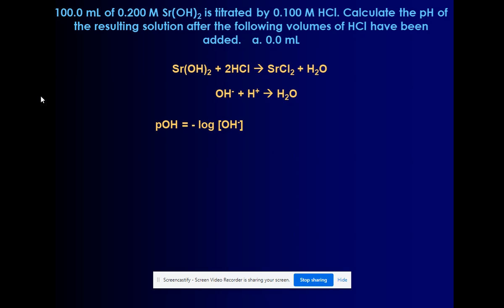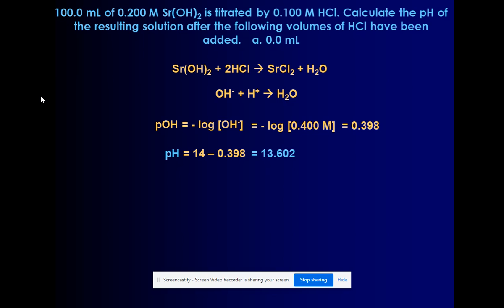Now, pOH is an easy way to figure out the pH of strontium hydroxide since OH is present directly. But I want you to notice that it's 0.2 molar Sr(OH)2. And since there are 2 OHs present, the hydroxide concentration would actually be twice that. It would be 0.4. Okay? When we take the negative log of that, we're going to go out 3 decimal places and get a pOH of 0.398. We want the pH, so 14 minus that would give us our pH value, 13.602.